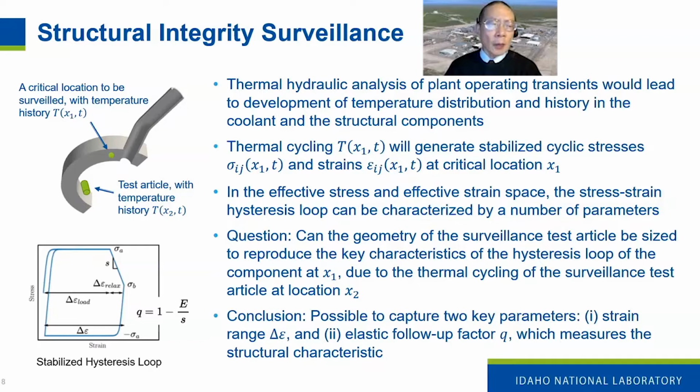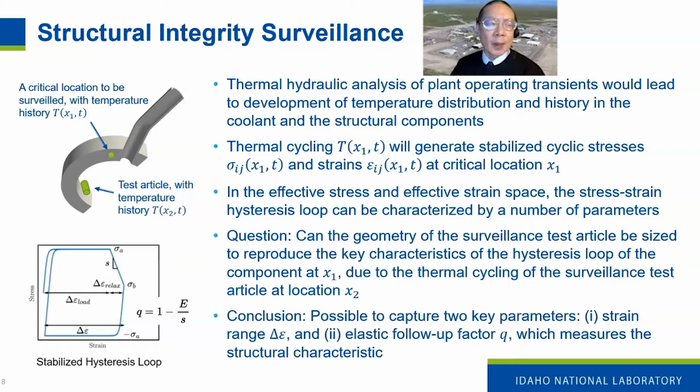So the thermal cycles at X1 will generate stabilized cyclic stresses, sigma sub ij, and also strains, epsilon sub ij. But if we convert the three-dimensional stresses using effective quantities like effective stress and effective strains, the stress-strain hysteresis loop can be parameterized by a number of parameters as shown in the sketch on the lower left corner. So the question is, can the test article geometry be optimized so that the hysteresis loop of the material at X1 can be reproduced by the test article due to the thermal cycles at X2? So this is what we really want to be able to do.